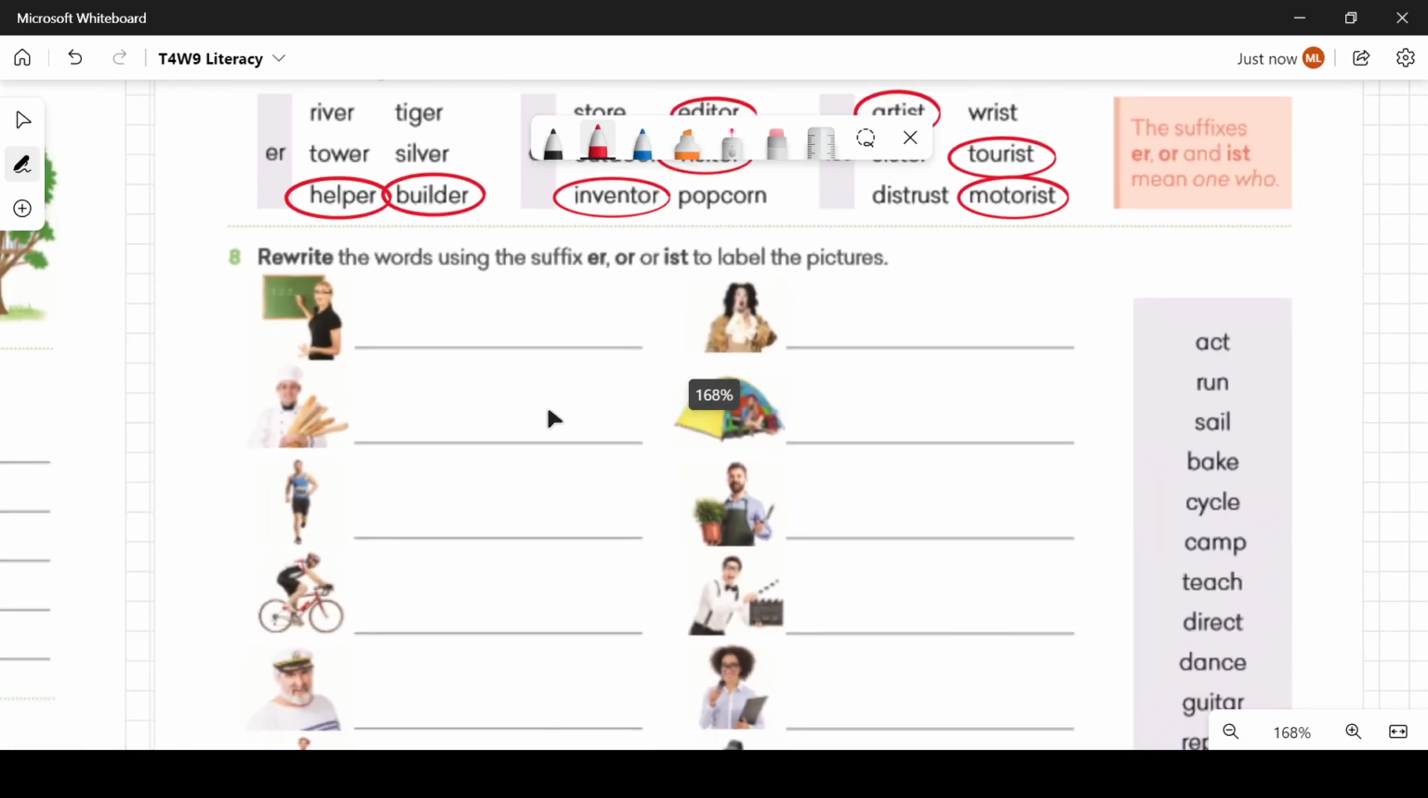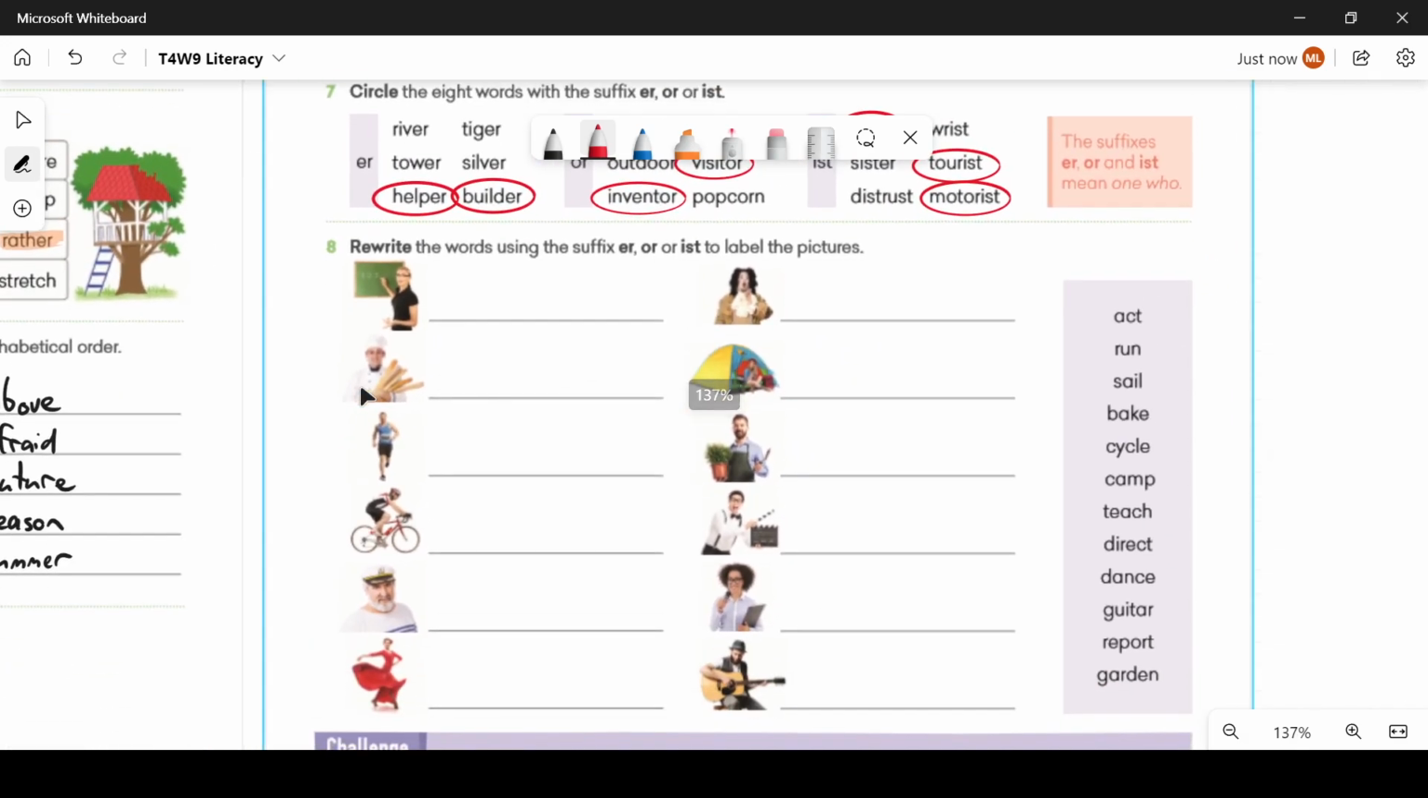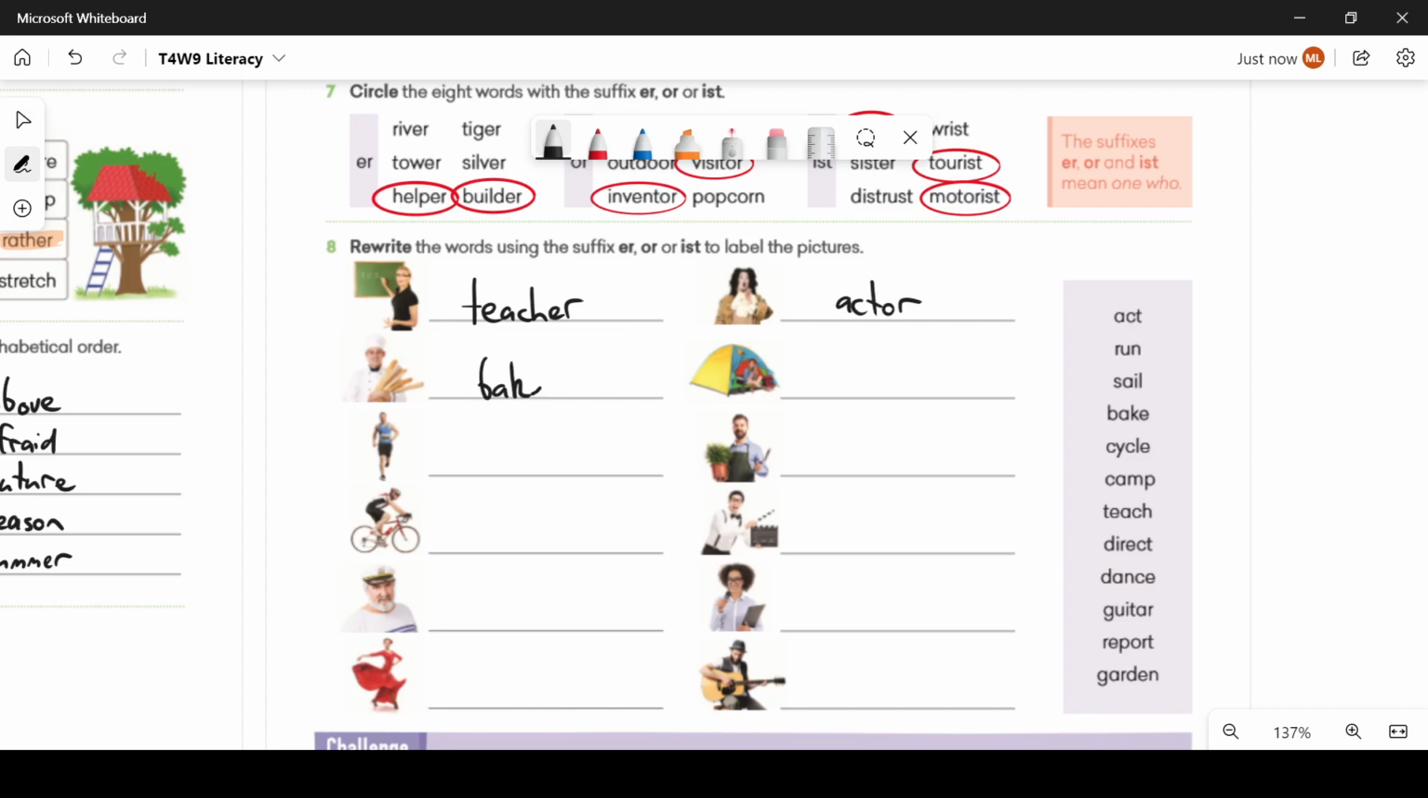Rewrite the words using the suffix er or ist to label the pictures. Okay. Gonna guess that's a teacher. Gonna guess that's an actor. That's a baker. That's a camper. That's a runner. That's a gardener. That's a director. That's a reporter, not a singer. The clipboard gave it away.